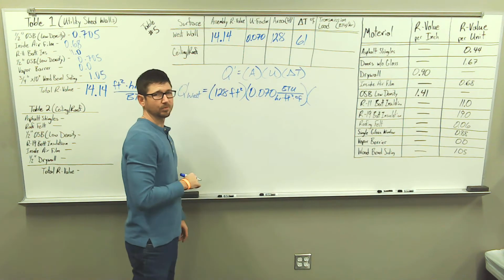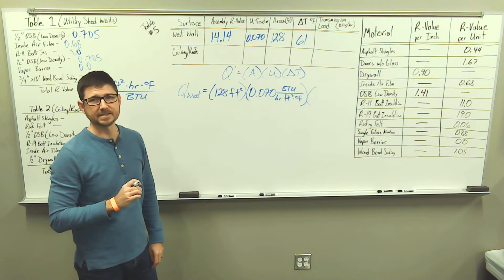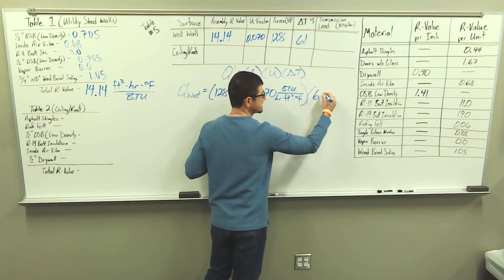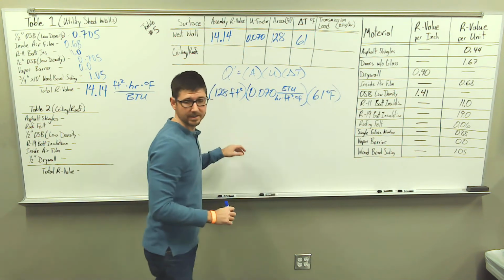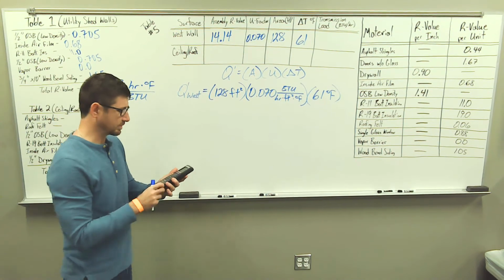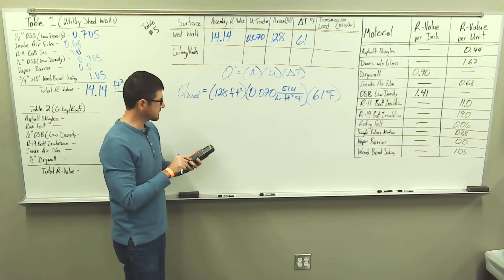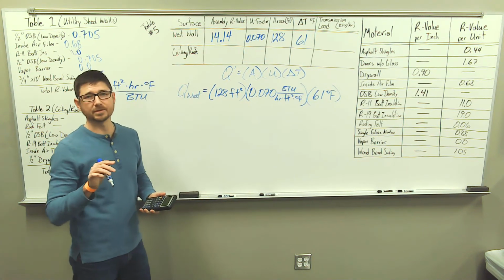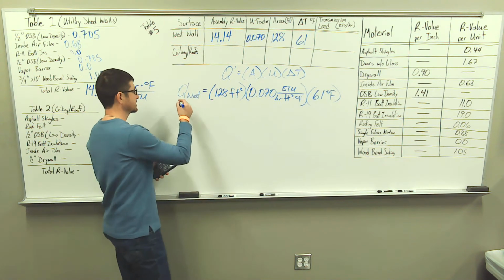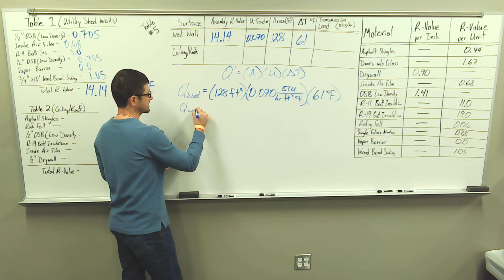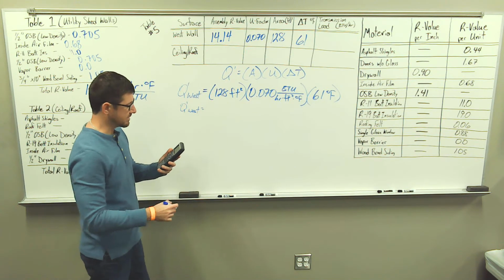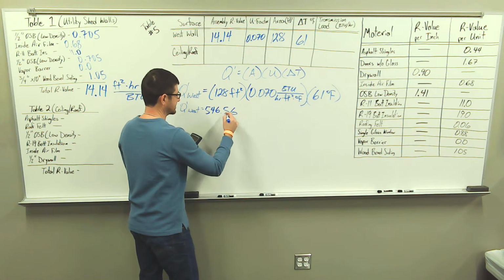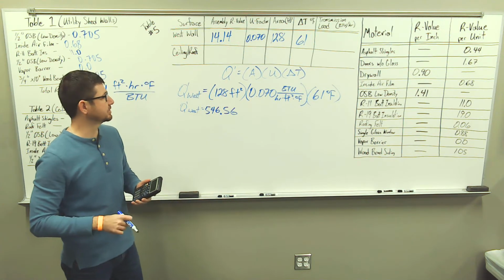And delta T, remember delta T represents the difference between the inside air temperature and the outside air temperature. So this is 61 degrees Fahrenheit. So what we're going to do is multiply these values together. And let's just talk about the numerical value first. So Q prime of the west wall is going to be 546.56. And now let's take a look at units.